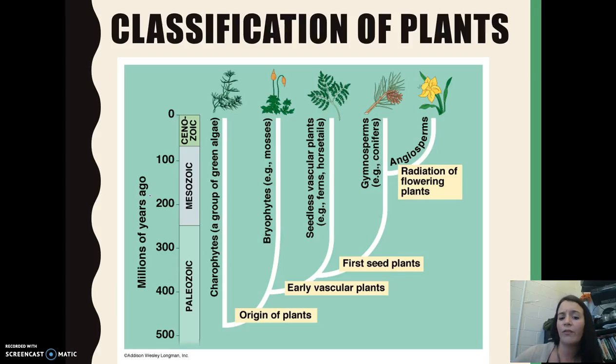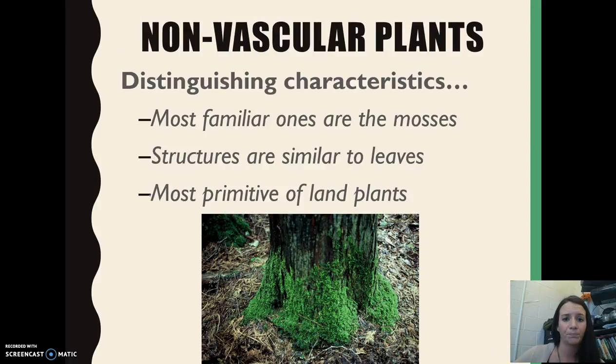So here's another look. If I were you, I'd pause this. You might want to copy this down or take a picture of it, but this is a very important cladogram of how plants evolved. So we're going to start with non-vascular plants. There are some distinguishing characteristics with these plants. When you think of non-vascular, you should think about mosses. They have structures very similar to leaves, but they're not quite as developed as some of our common leafy plants. And they are the most primitive of land plants.